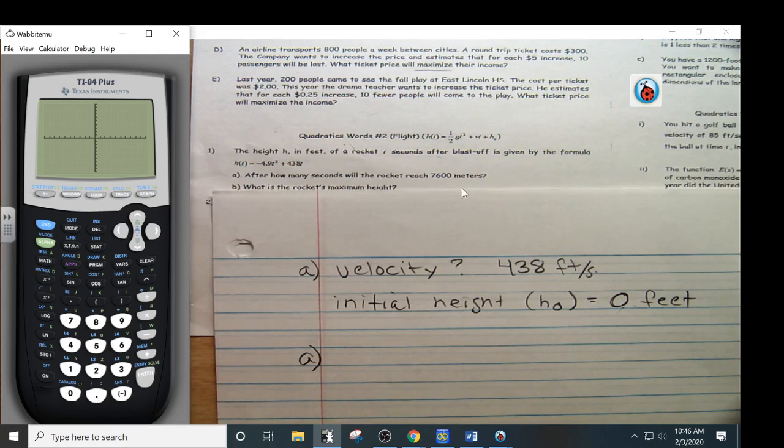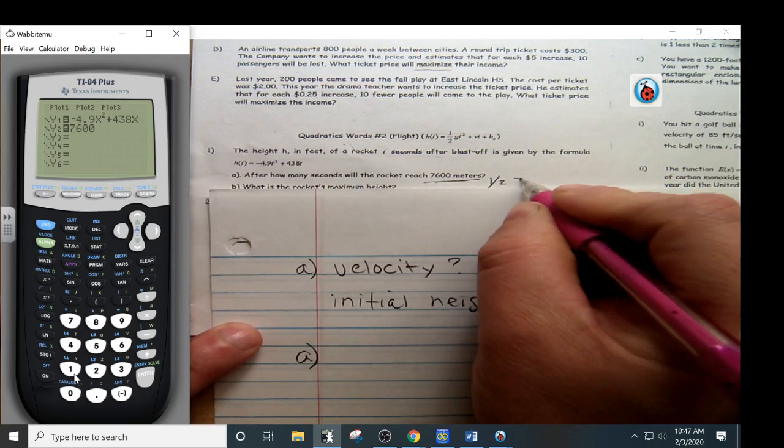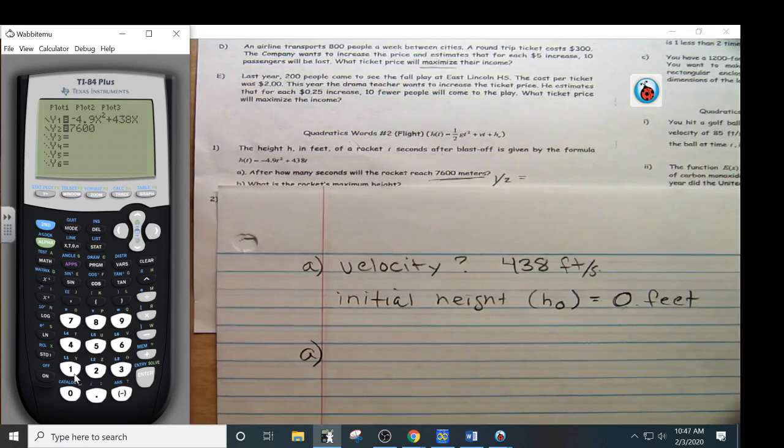Now, guys, after how many seconds will the rocket reach 7,600 meters? Now, let me show you something. If you want to know the exact time it reaches 7,600 meters, let me show you. All right, go back to y equals. Now, I want you to type this into y2. So go down to y2 and type 7600 into y2. All right, now guys, look. You're typing that into y2.